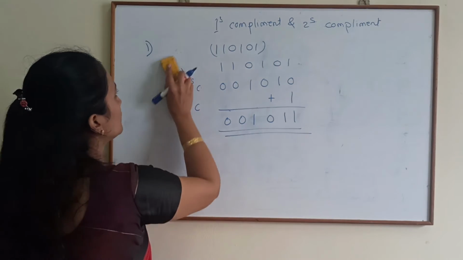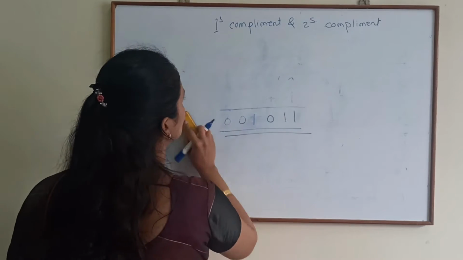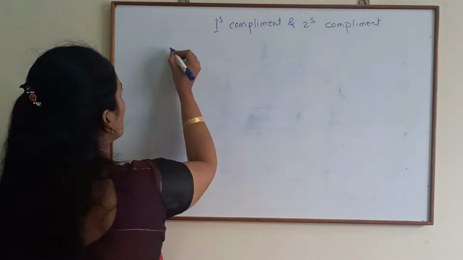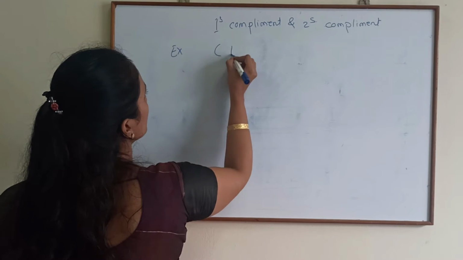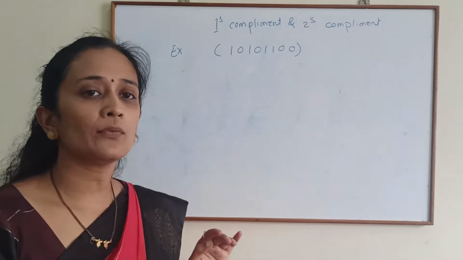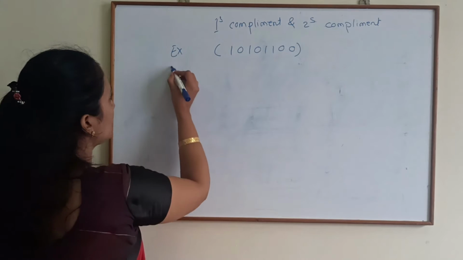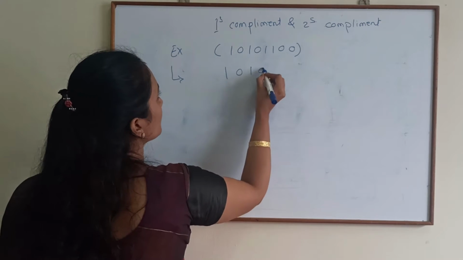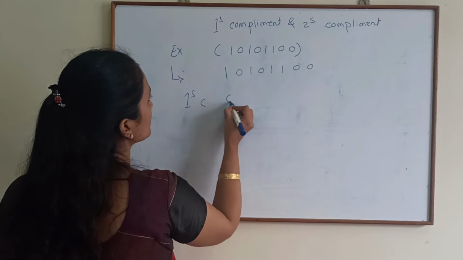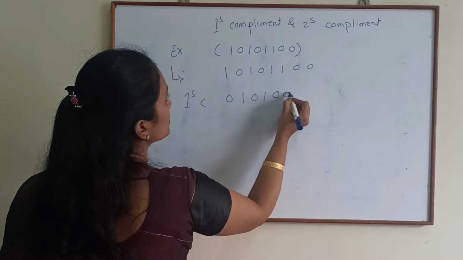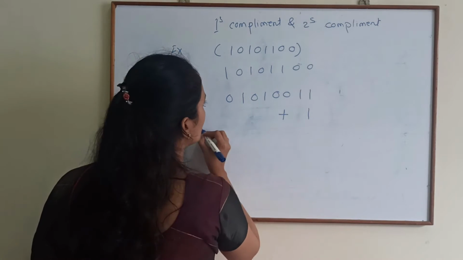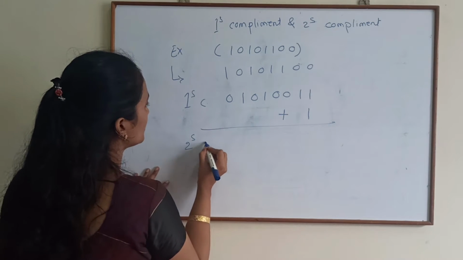Once again I will explain. We will take one more example. Given binary number is 10101100. We have to find out 2's complement. To find out 2's complement, first we have to find out 1's complement. 1's complement is 01010011. This is 1's complement. Add 1 to the 1's complement.